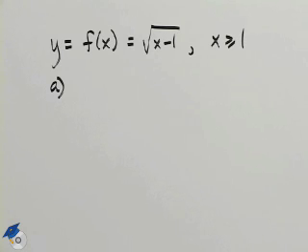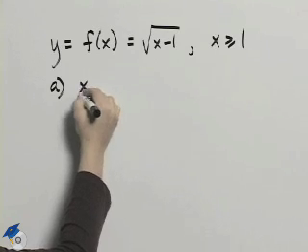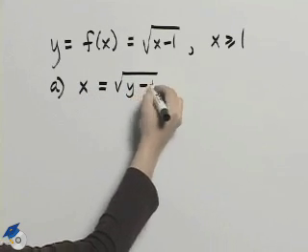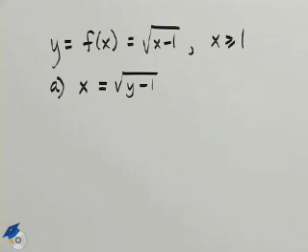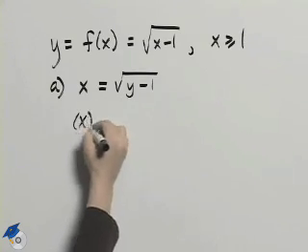Now, in part A, we want to find the inverse of f. We'll do that by switching around the x and the y. So we'll have x equals the square root of y minus 1. We'll now solve for y by squaring both sides.